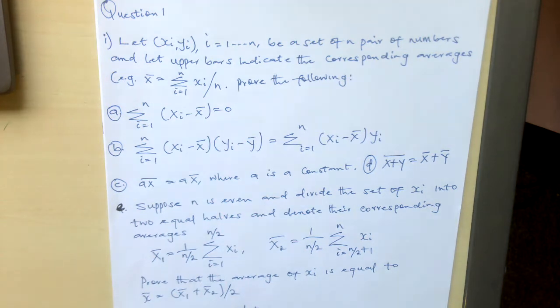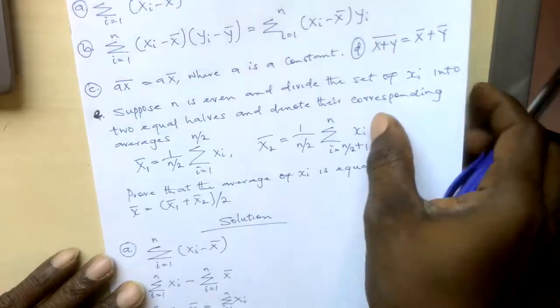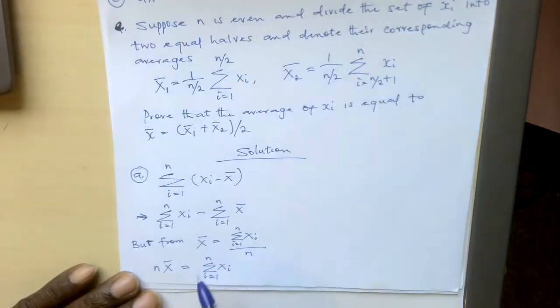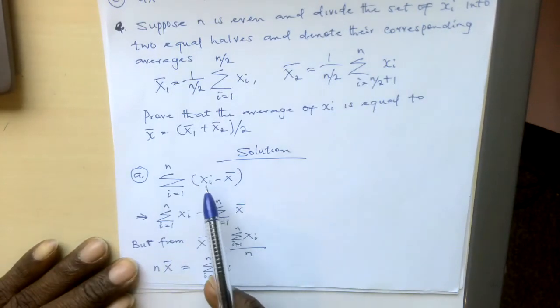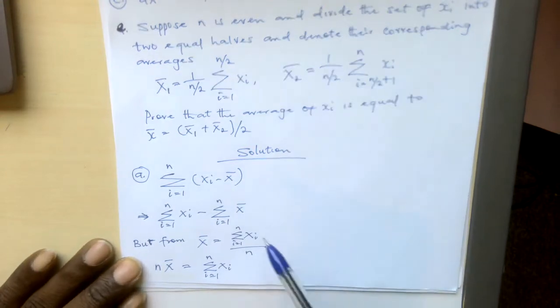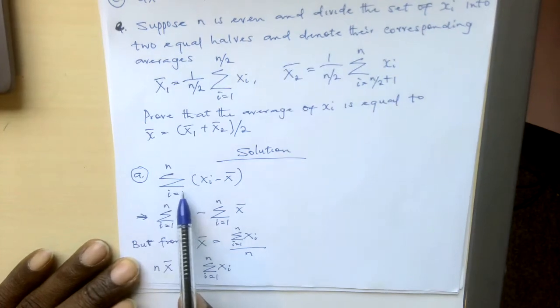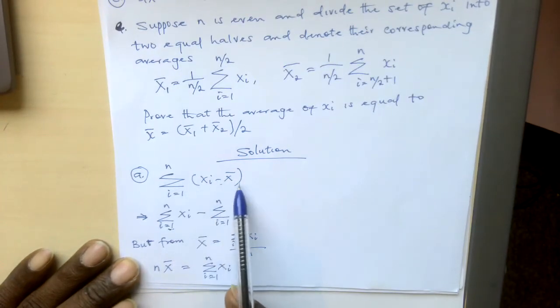So now the solution, let me start from A. So starting from A, the summation of the xi deviation from x bar. So how do we prove that that is 0? From here, if we open up this bracket, we have this. And if you open up this bracket as well, we have this, right?